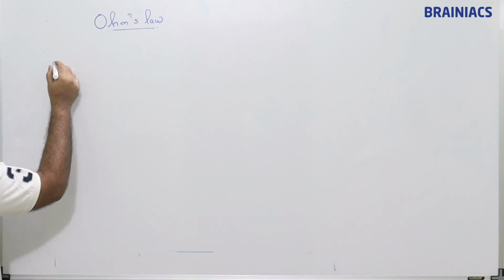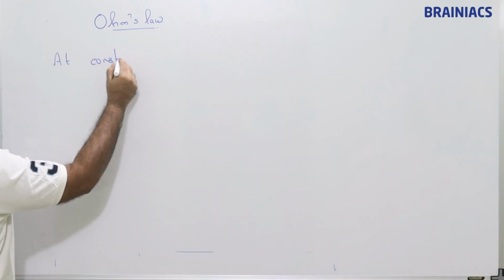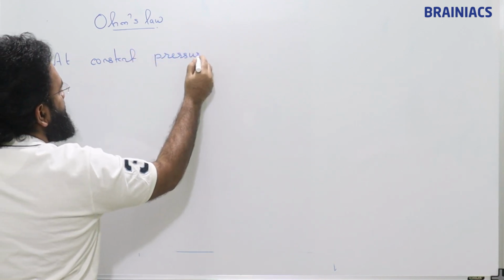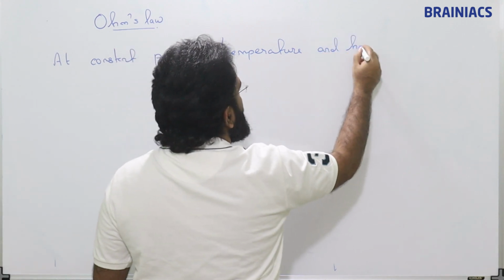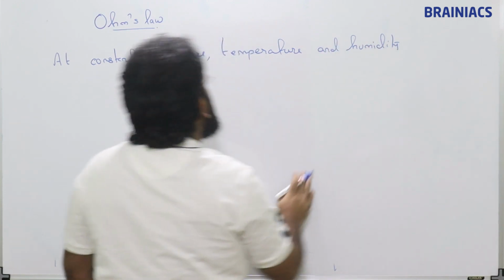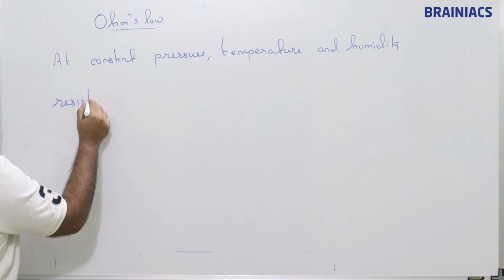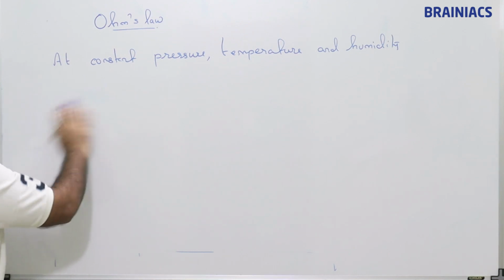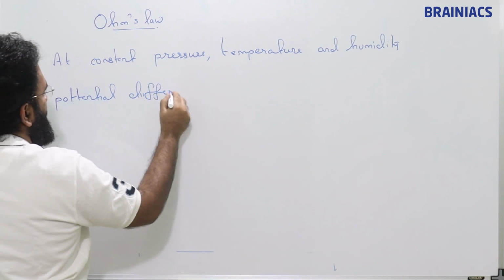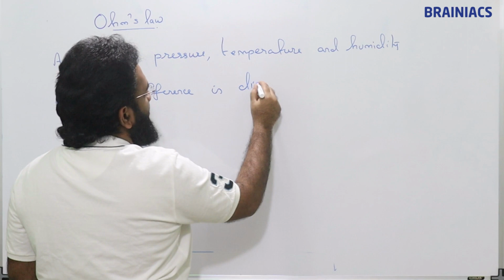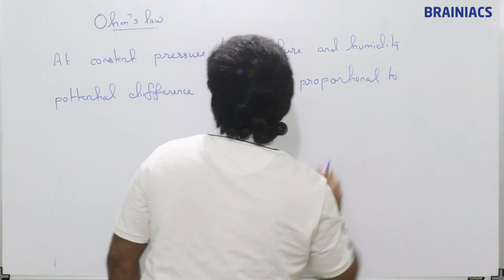At a constant pressure, temperature and humidity, potential difference is directly proportional to current.